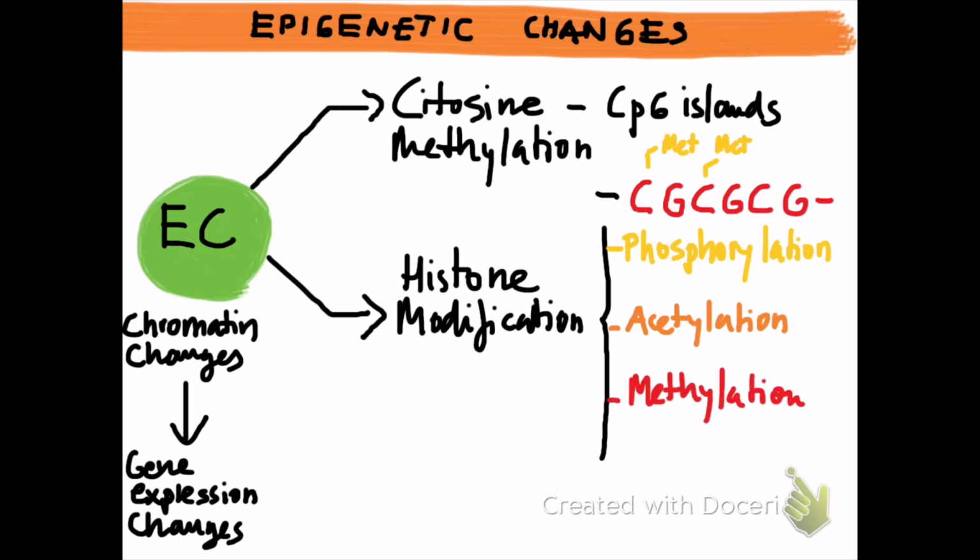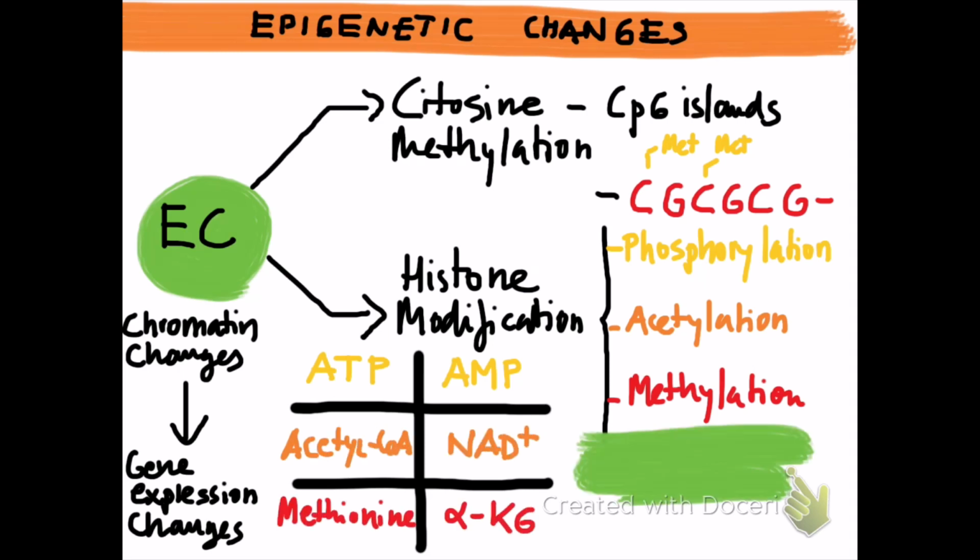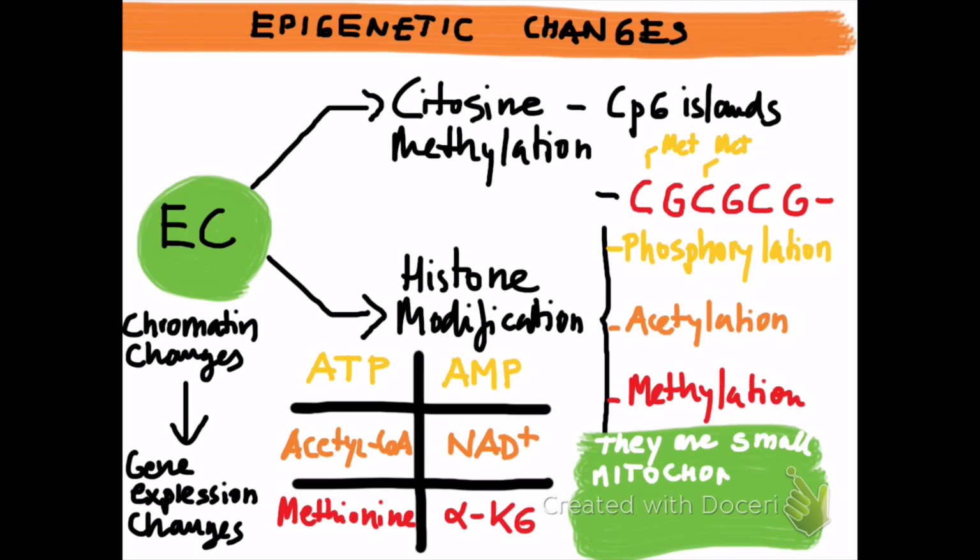For phosphorylation, the ATP-ADP couple is required. For acetylation, acetyl-CoA and NAD+ are required. And for methylation, the methionine and alpha-ketoglutarate couple is required. All of them are products of metabolism. This means that metabolism in the cell can modify gene expression by altering the epigenetic marks. Therefore, the Mediterranean diet, by modifying metabolism, can also induce changes in the epigenetic marks.